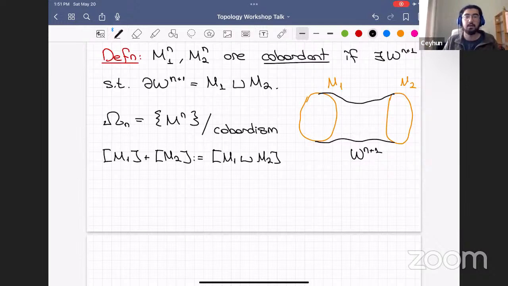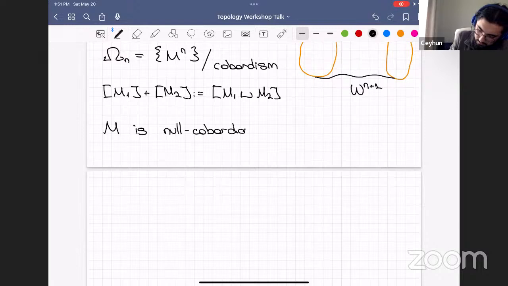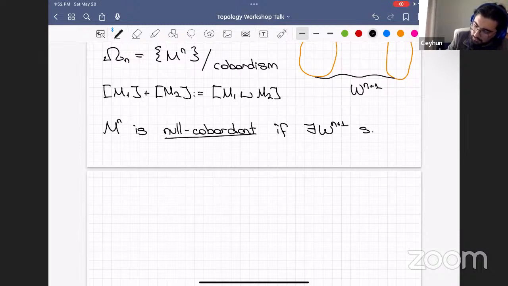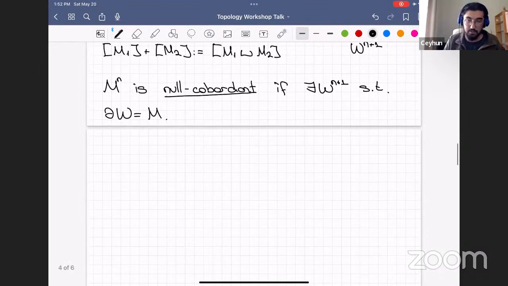Okay, so we want to understand cobordisms. And there's this beautiful fact. Oh, and also realize that, let me put it this way: we say that M is null-cobordant if, M being n-dimensional, there's an (n+1)-dimensional W such that the boundary of W is M. Or in other words, M is cobordant to the empty set. So if a manifold can be realized as the boundary of a manifold of one higher dimension, then we say that this manifold is null-cobordant.